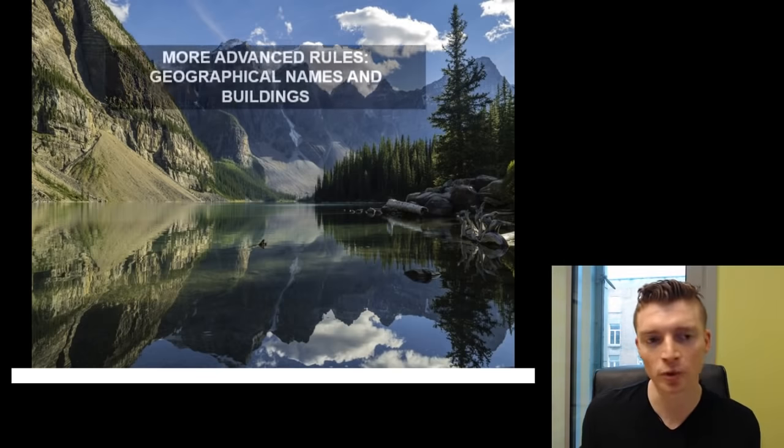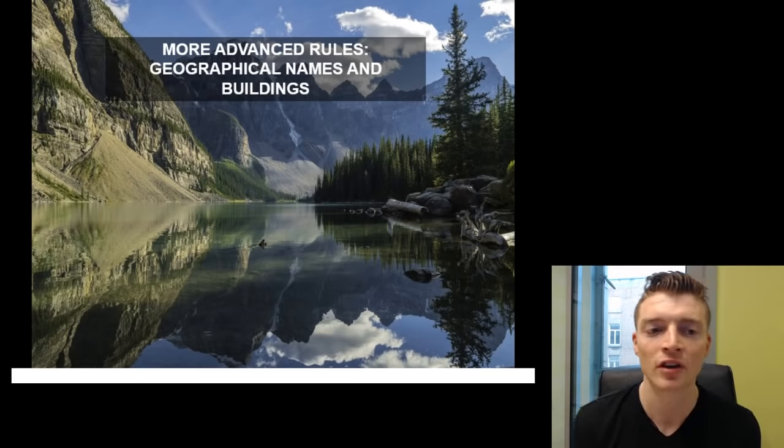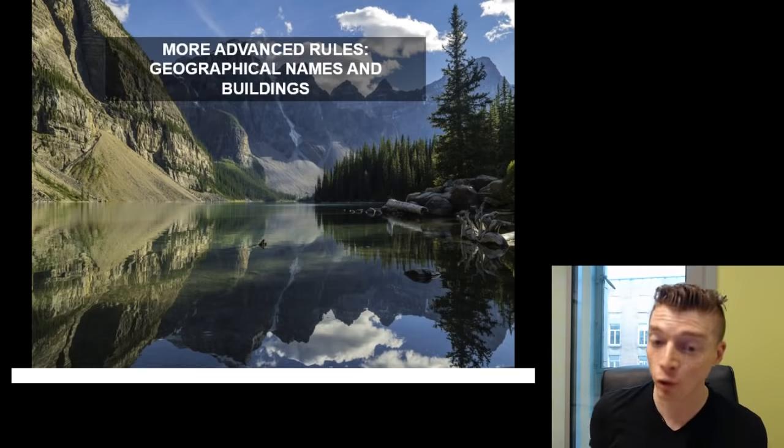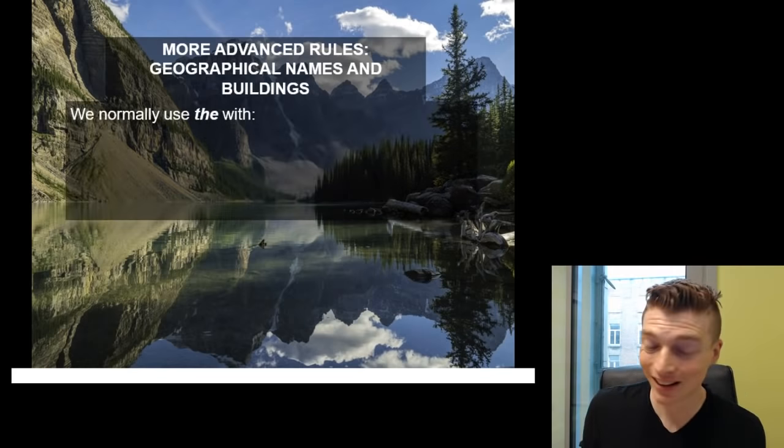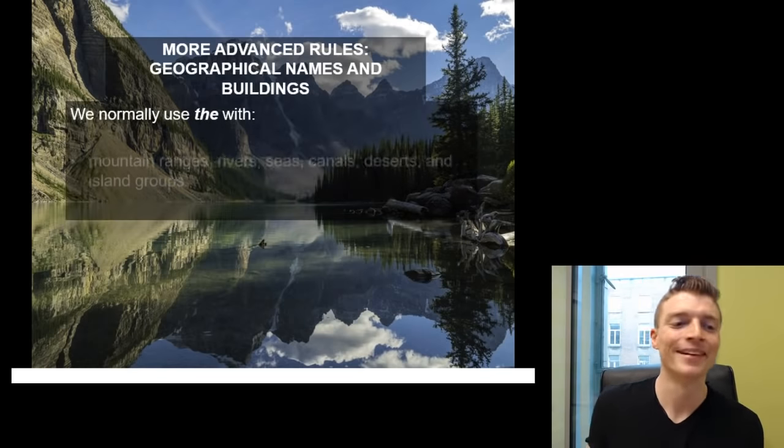So, beautiful picture. What do you see? It looks like we have a river, maybe a lake, some mountains, lots of nature, lots of geographical features. So the next rule we're going to look at is using articles with geographical names and also buildings. So a lot to remember here, unfortunately.